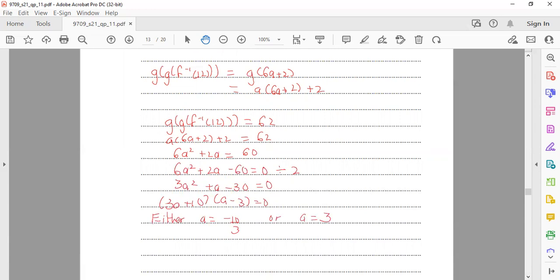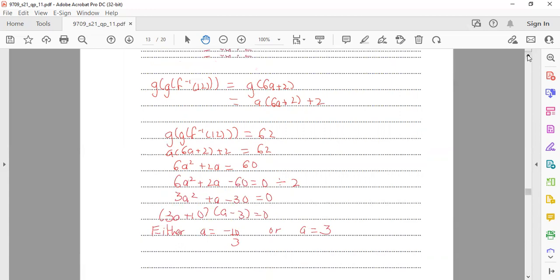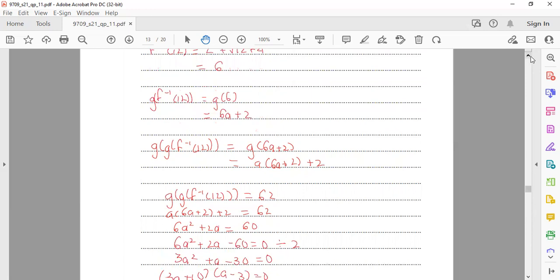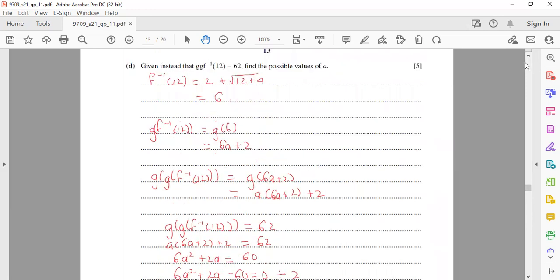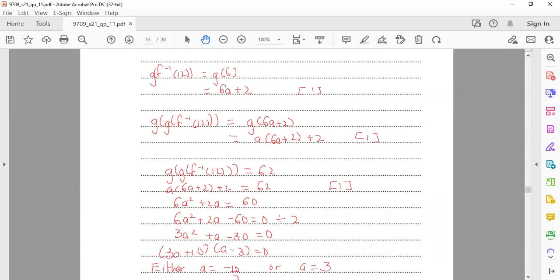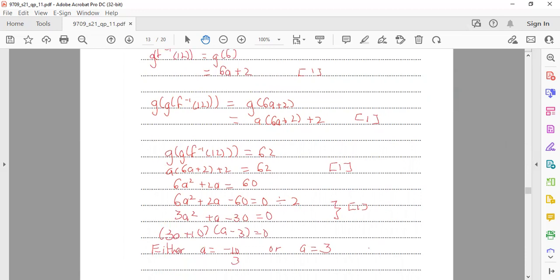Okay, so we have found the values of a. So for this question, you score marks for finding f inverse of 12, 1 mark for correctly finding g of f inverse of 12, and 1 mark for replacing this here and equating it to 62. 1 mark for finding the quadratic equation, and 1 mark for finding the values of a. Good.